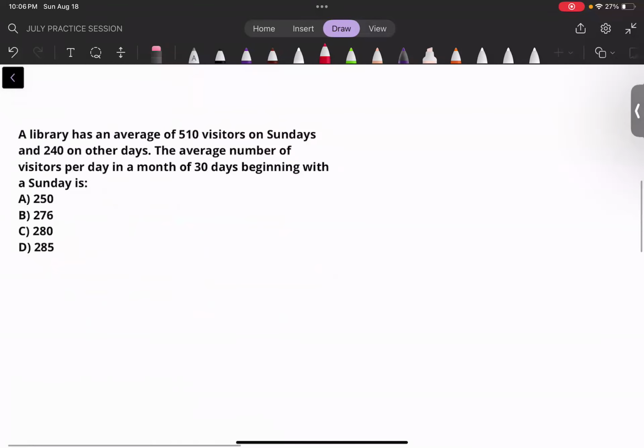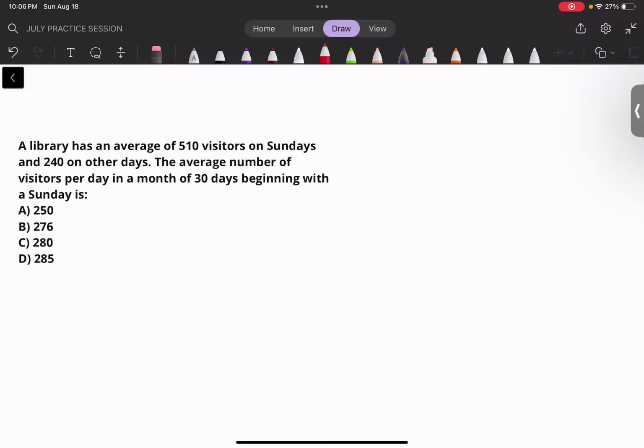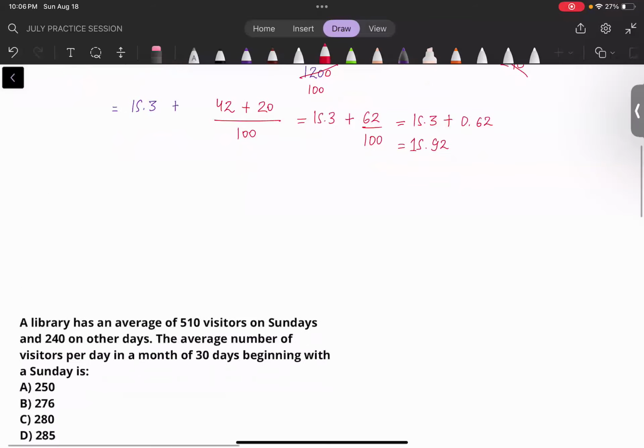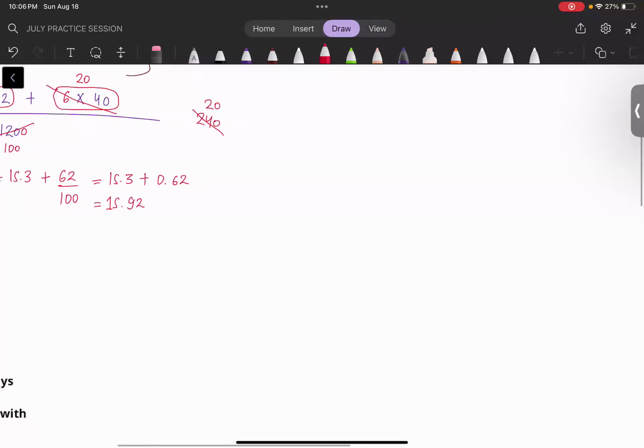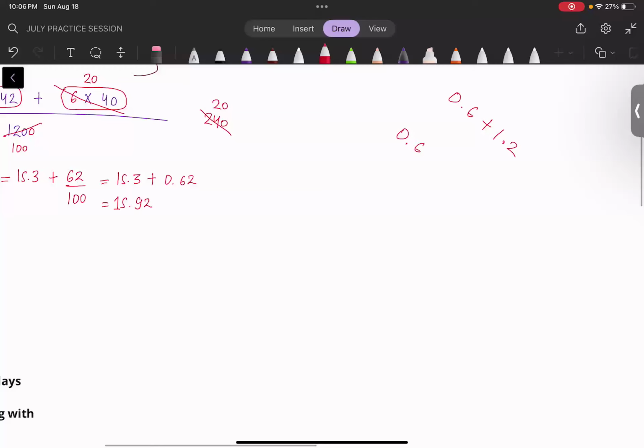My dear, please remember this. Please, Shushit, I think you are a little confused. Carefully see. If I take 0.6 plus 1.2, or if I take 0.6 into 1.2, there is a difference.